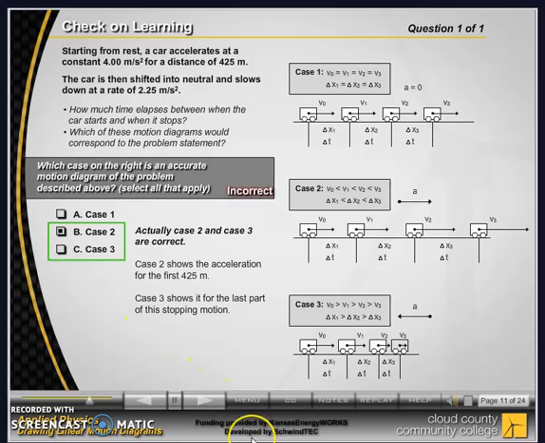Actually, case 2 and case 3 are correct. Case 2 shows the acceleration for the first 425 meters, and case 3 shows it for the last part of the stopping motion.